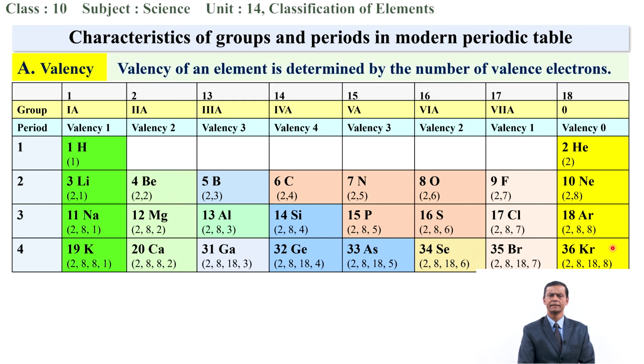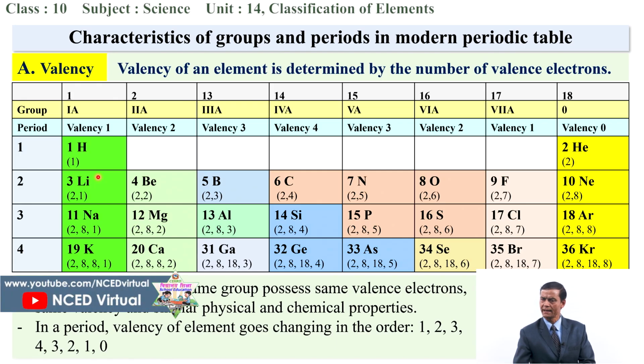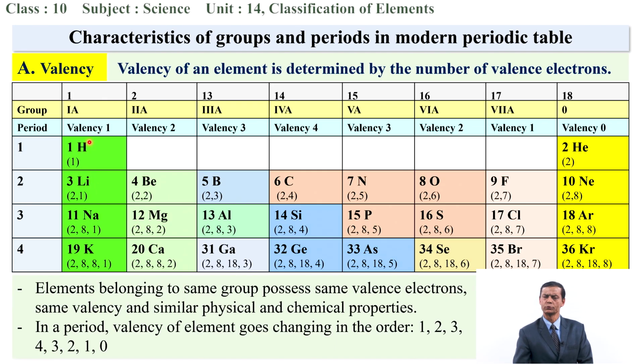Let's conclude it. Yes, the valency of an element is determined by the number of valence electrons which we have just discussed, isn't it? And look here, elements belonging to the same group possess the same valence electrons. In a particular group, how many valence electrons are there in the last cell or valence cell? Yes, the same. Group 1, valence electron 1. Group 2, valence electrons 2. Group 7, look here, valence electrons also 7. Group 0, valence electrons are 8 except helium, which does not determine the valency.